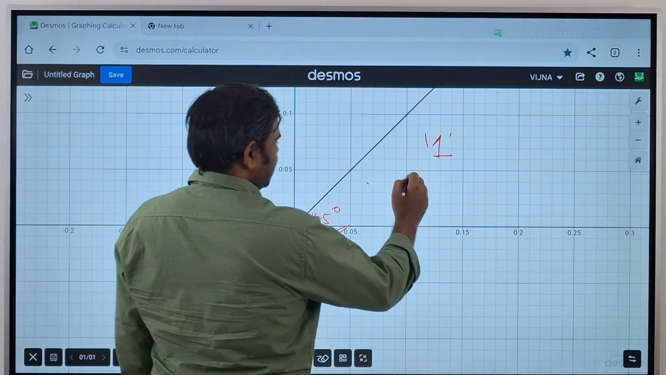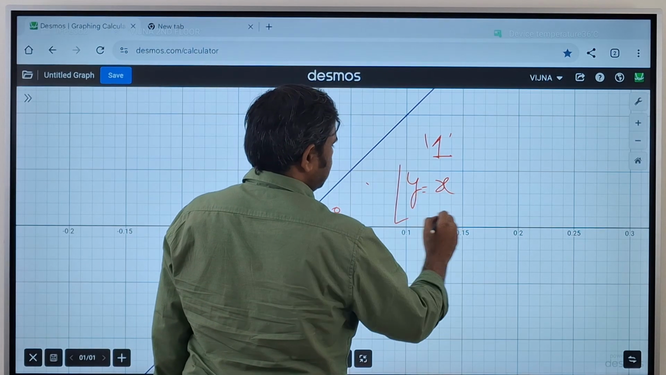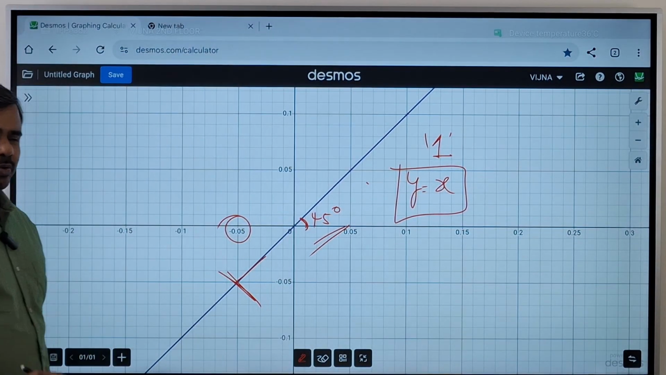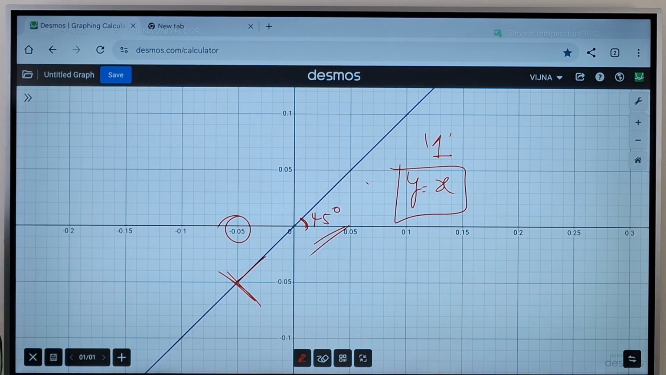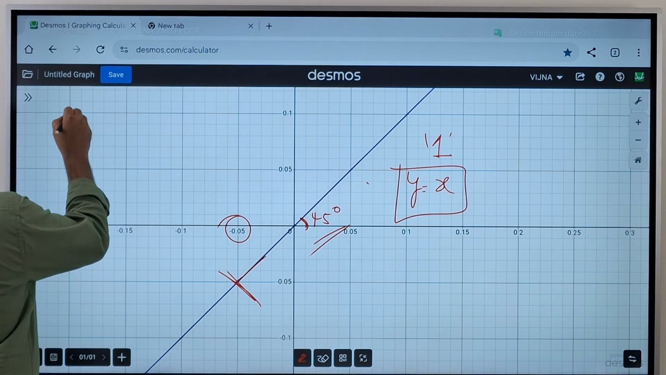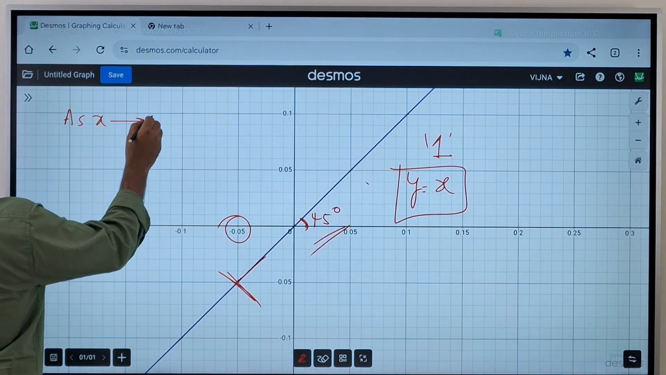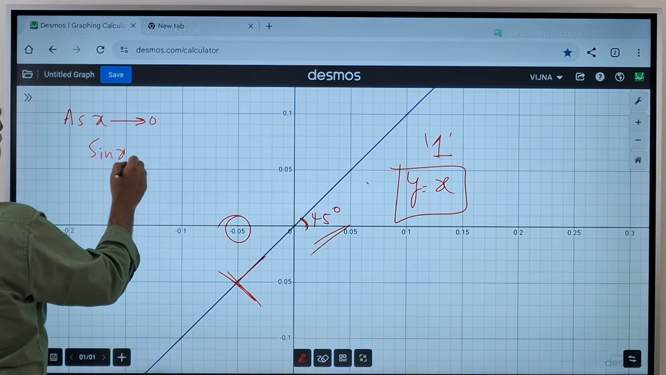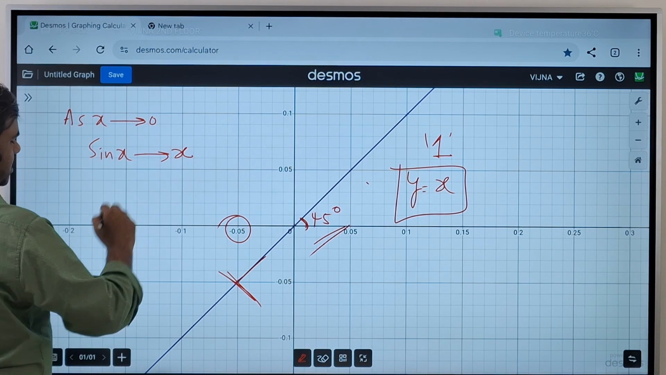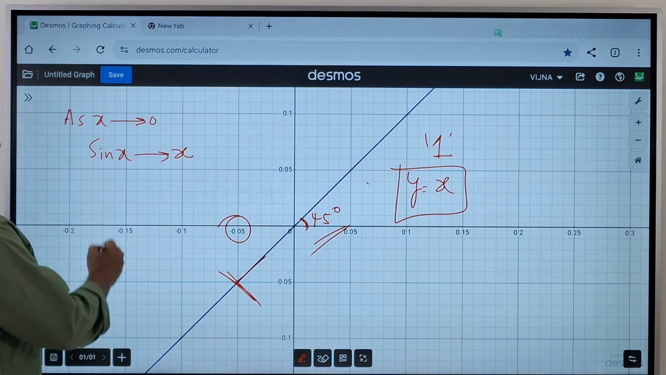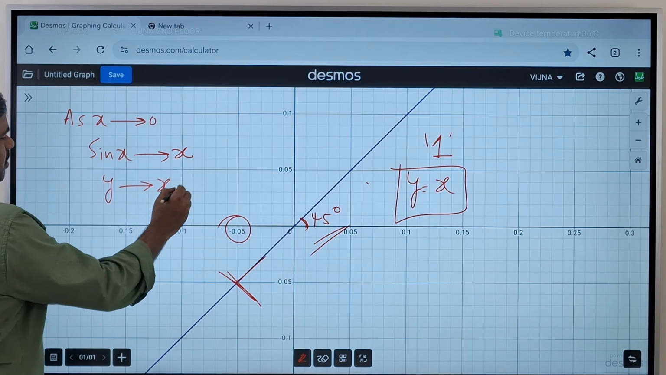So what I am trying to say is y is equal to x only for small values of x. As x tends to 0, sin x is approximately equal to x, or y is approximately equal to x.